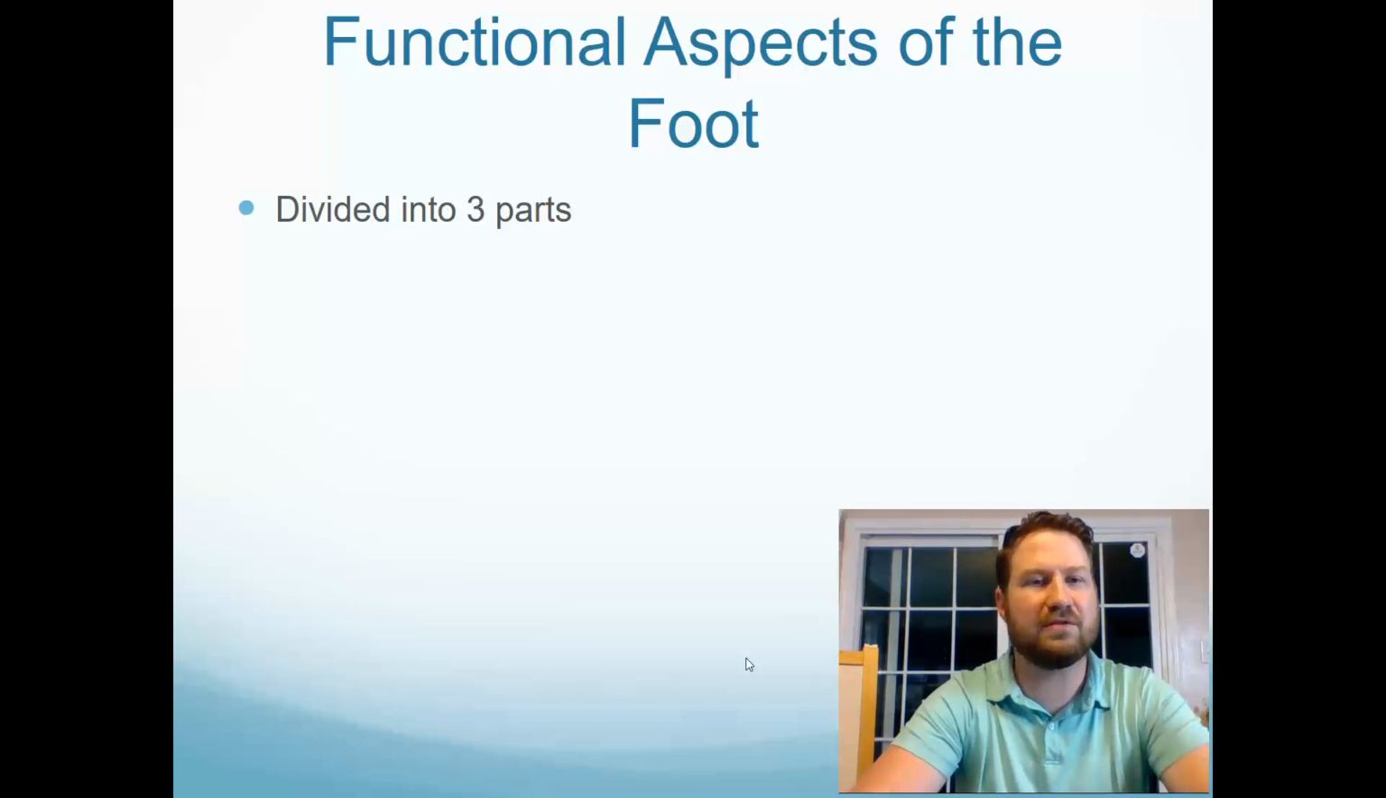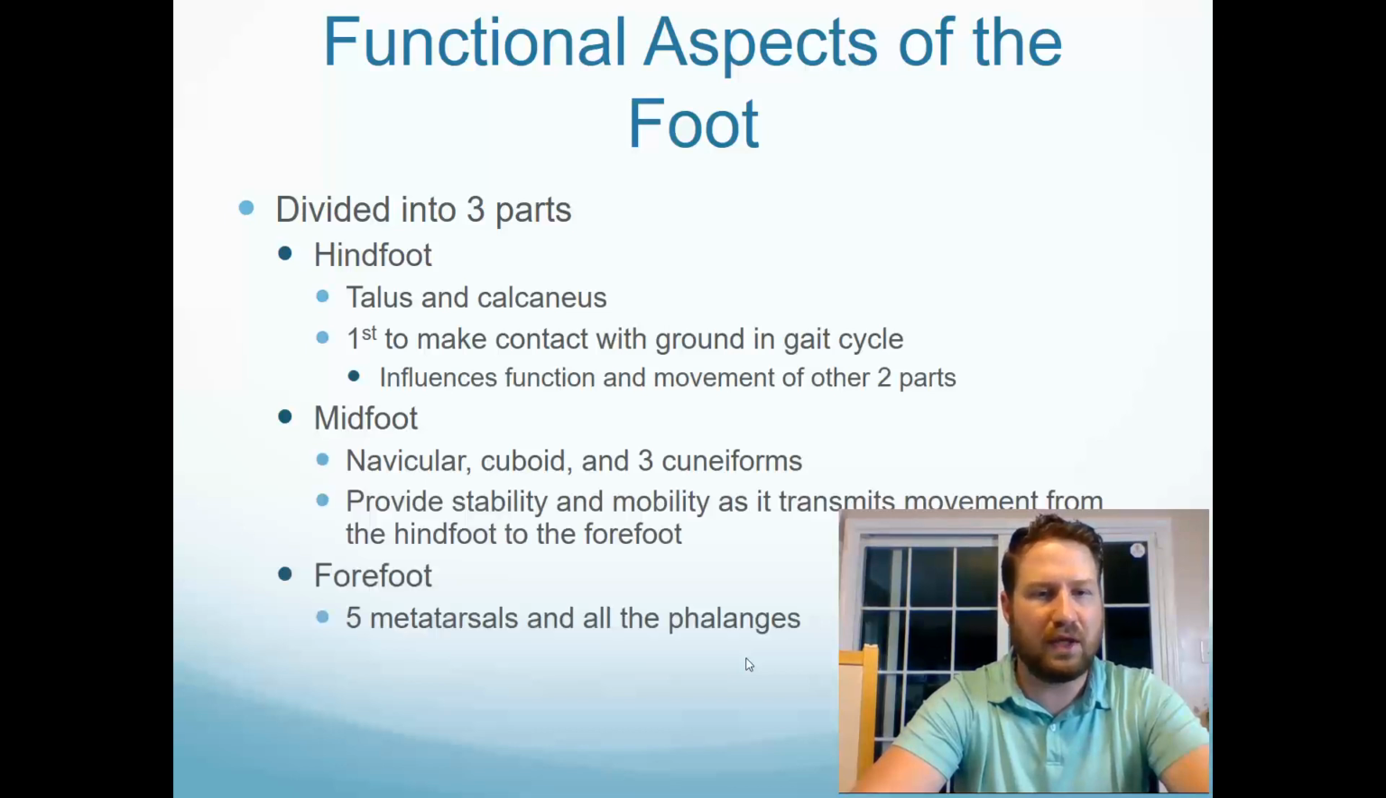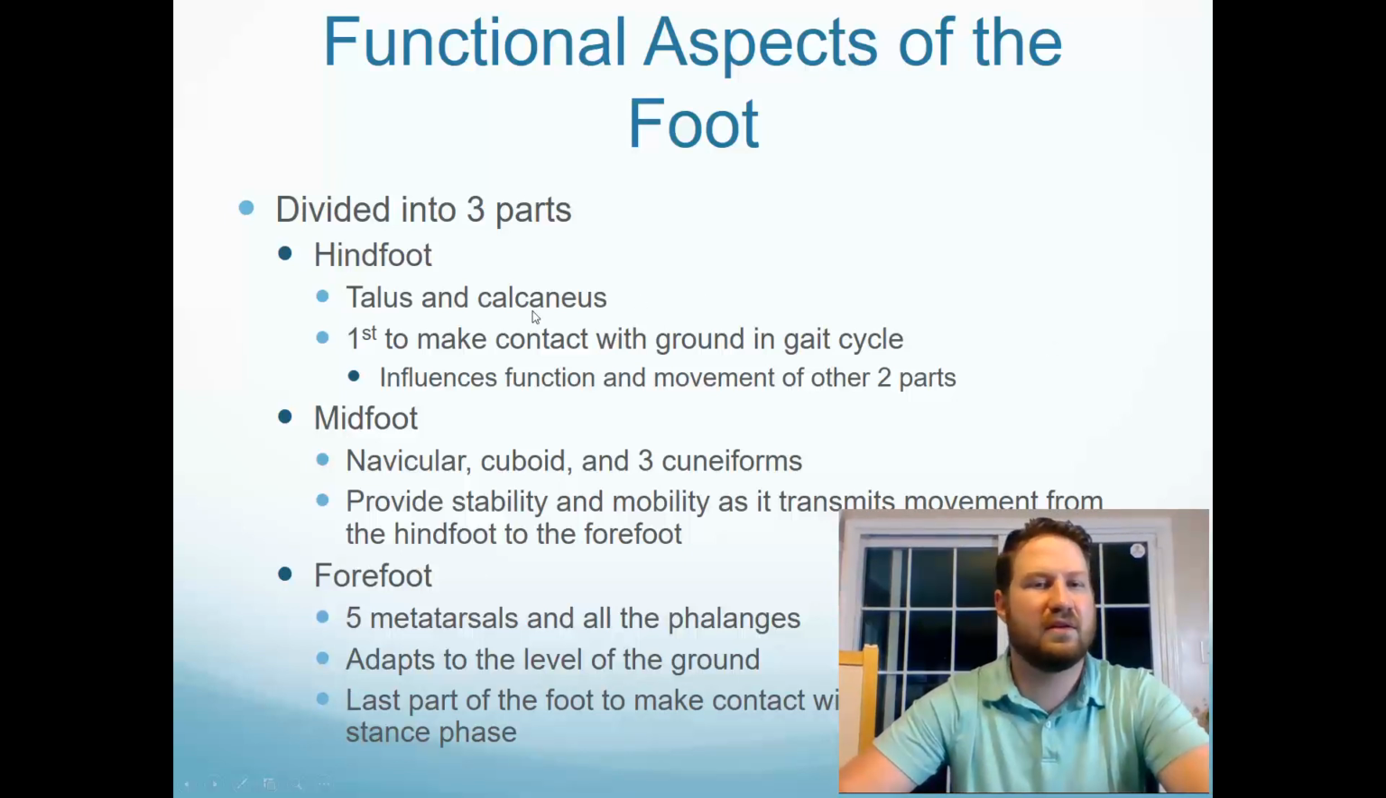The functional aspect of the foot is divided into 3 parts, like we talked about just briefly. Our hind foot, midfoot, and forefoot. Our hind foot is made up of the talus and the calcaneus. That's the first to make contact with the ground in our gait cycle, and it influences the function and movement of the other 2 parts. It will unlock and lock the foot, and it's going to be awesome when we talk about gait because we will be able to see that. And not to where you can feel this on yourself.